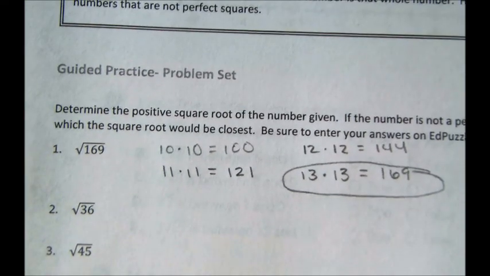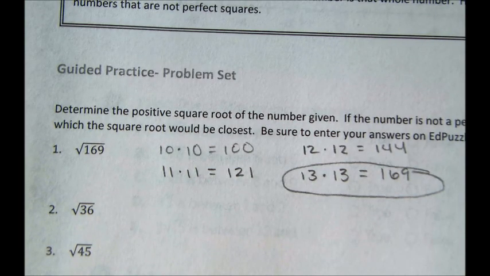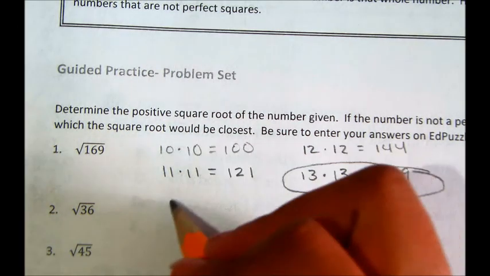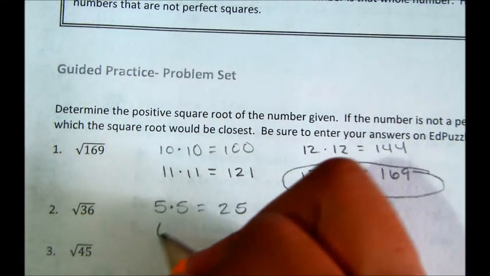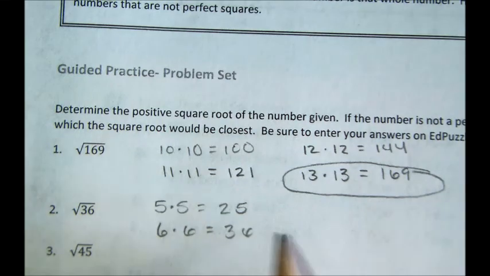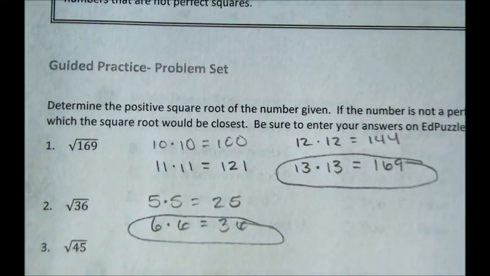You may not need to run through as many of your perfect squares as I needed to, but make sure you capture your work for the numbers before to show your process. If you need help, be sure to look at example number 1 again. Square root of 36. Well, I know that 5 times 5 is 25. Not close enough. 6 times 6 gives me 36. Therefore, the square root of 36 is 6.